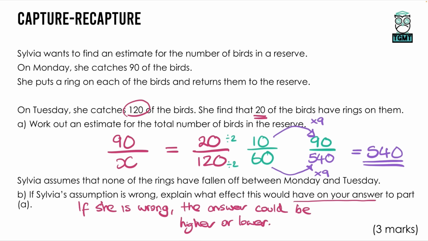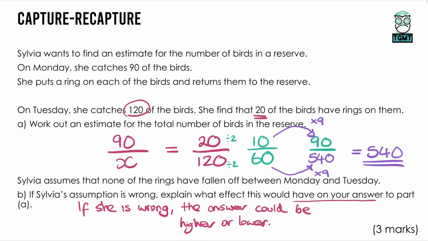If the rings have fallen off, for example, that would be different to if more birds had been added to the reserve, or if some of the birds had flown away or mysteriously died in this particular scenario. That could all affect our answer in different ways. We don't know which one it is, but in this case here, where none of the rings have fallen off, well, if they have fallen off or if they haven't, we could have some different answers.